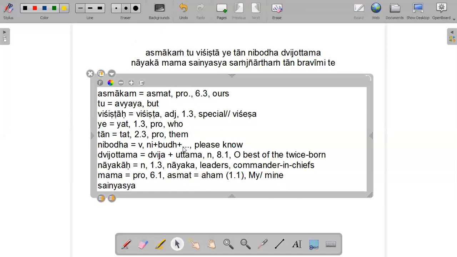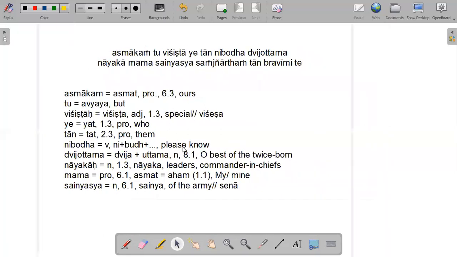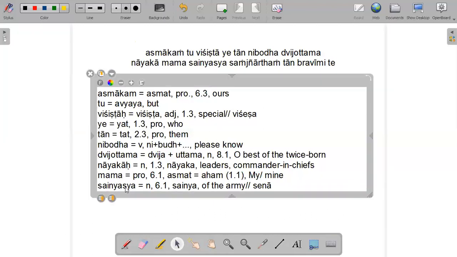Sainyasya. Okay. What is Sainyasya? Noun, verb, pronoun, adjective, what else? This is a noun. Which case? This is like Krishna. 6.1. Yeah, like Krishnasya, so Sainyasya. What is the original word? Sainya. And what does it mean? Army. Of army. Sainya means of the army in this case. Even the word Sena has the same root as Sainyasya.